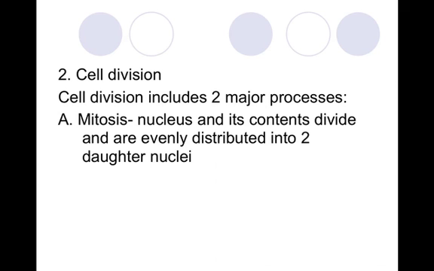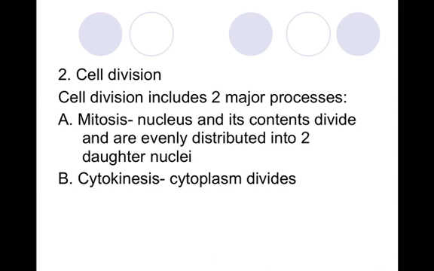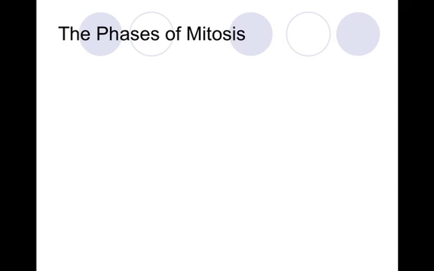Next we have cell division, and cell division includes two major processes. The first process is mitosis, which is PMAT: prophase, metaphase, anaphase, and telophase. This is when your nucleus divides. It divides evenly and distributes to two daughter nuclei. After the nucleus divides into two nuclei, then the cytoplasm has to divide, and we call that cytokinesis, all of which you need to know for your tests.